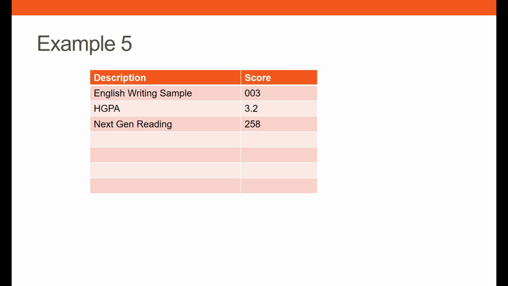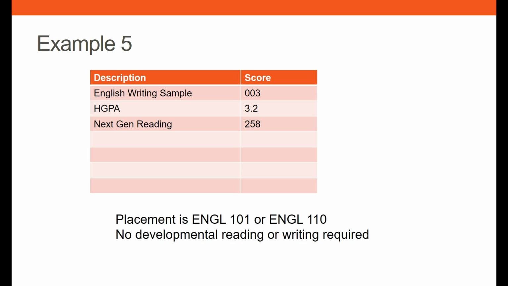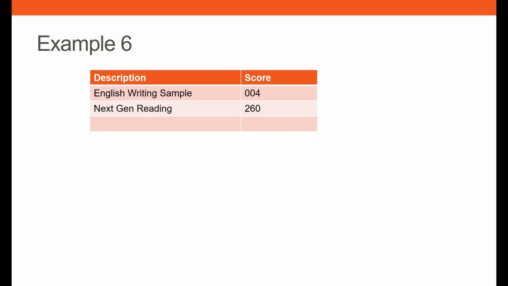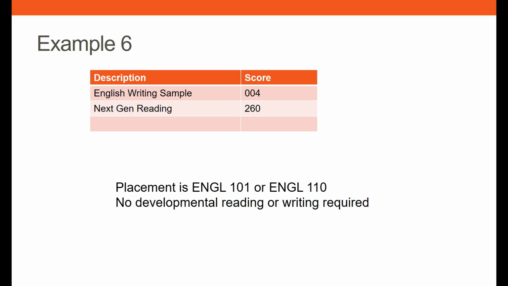Here's an English writing sample of a 3, a high school GPA of a 3.2, a Next Gen of 258. The 258 means this student tested out of reading. Their high school GPA is greater than a 3, and so even though they have a 3 in their writing sample, that student is eligible for 101 or 110, no developmental reading or writing required. And finally, here's a student who scored a 4 on the English writing sample, scored out of reading by getting a 260, which is greater than that 250. That student is also eligible for 101 or 110, no developmental reading or writing required.